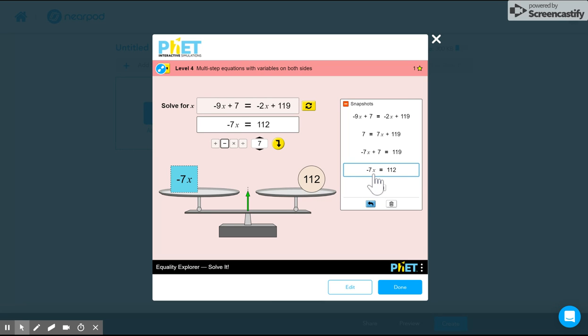My last step would be to get rid of this negative 7. It's been multiplied by x. The opposite would be divide by negative 7. Make sure that you're on the negative number. When we do that, we get x equals negative 16. And this we could use for our work. Okay.